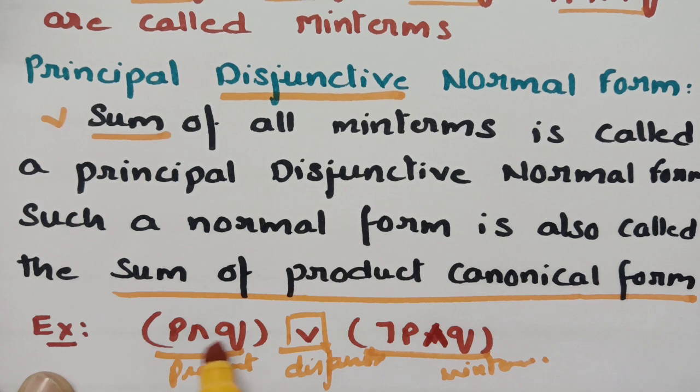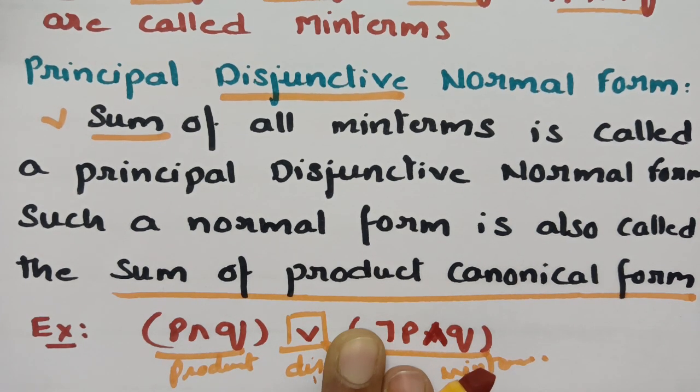For example, this is a minterm as it is associated with the conjunction symbol. So this is also the sum of elementary products. Here, this is the sum, and the sum is nothing but the disjunction. So this is called the principal disjunctive normal form. These are the products, and in between what is there? Sum, or disjunction. So that is the principal disjunctive normal form.